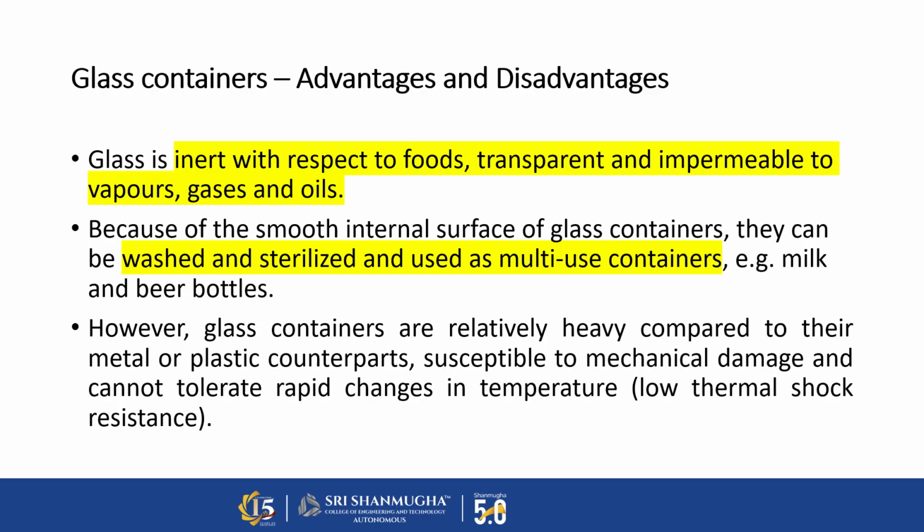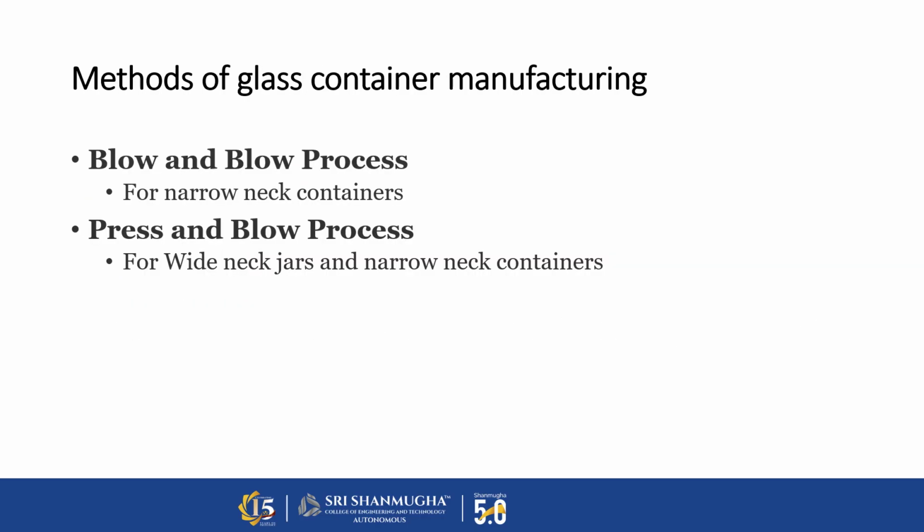However, glass is heavy compared to plastic or metal. It can break easily if it is dropped or hit. It also cannot handle sudden temperature changes. For example, putting hot liquid into a cold glass bottle may cause it to crack or break. There are two methods of glass container manufacturing: the blow and blow process for narrow neck containers, and the press and blow process for wide neck jars and narrow neck containers.